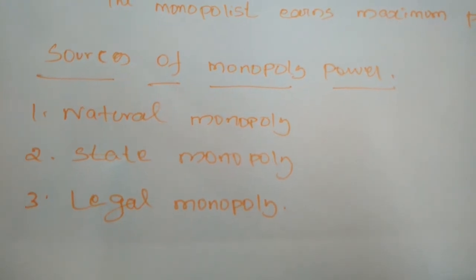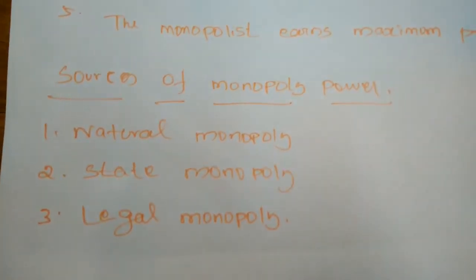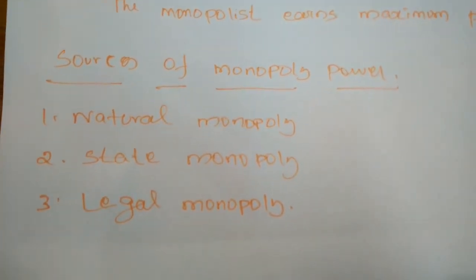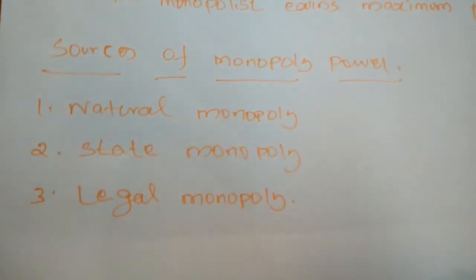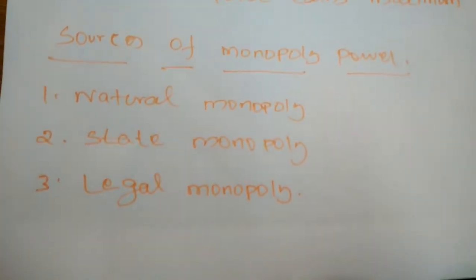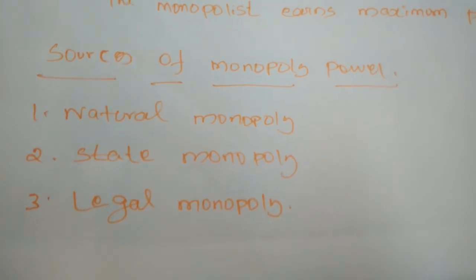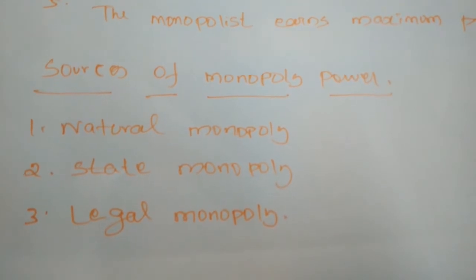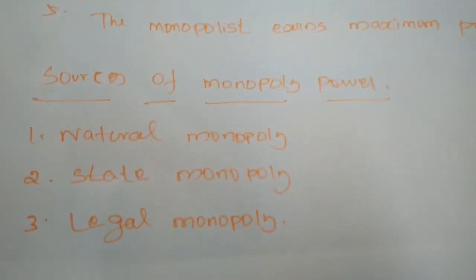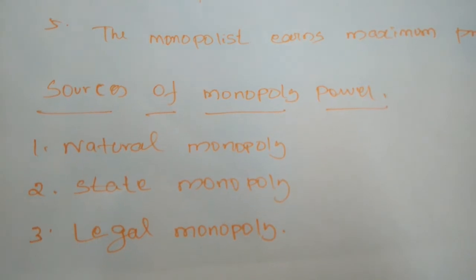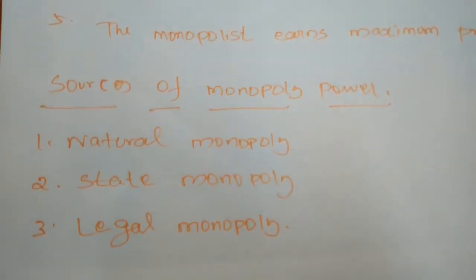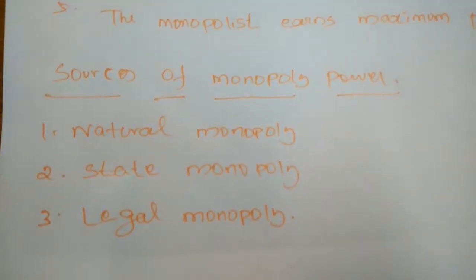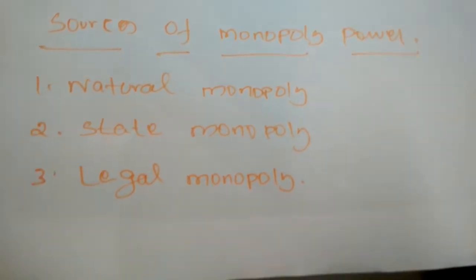So on the basis of the natural, some nations or some firms may become a monopolist. Next, state monopoly. The single supplier of some special services. Some services are only provided by the state. State means the nation, the state government or the central government. Suppose if you give the ownership of railway to a private party, they will become a monopolist. So some special services are only provided by the government, so the government will become a monopolist. That is called state monopoly. Next, legal monopoly.